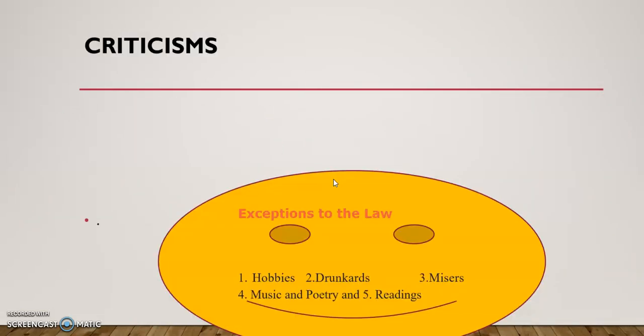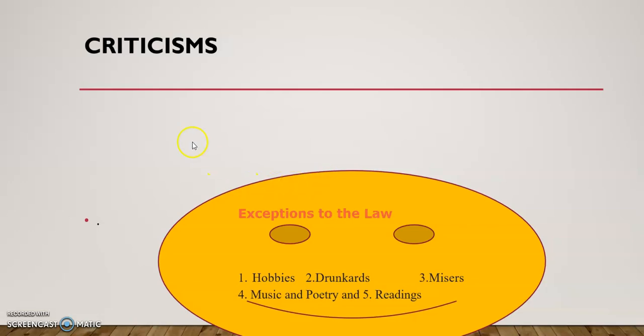This law has exemptions in certain areas: hobbies, drunkards, misers, music, poetry, and reading. These are all hobbies. People who have these kinds of habits won't experience the law of diminishing marginal utility, because they do these things out of passion.